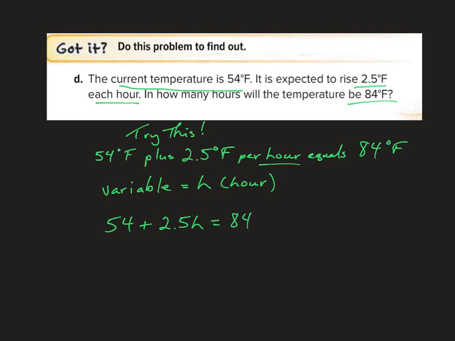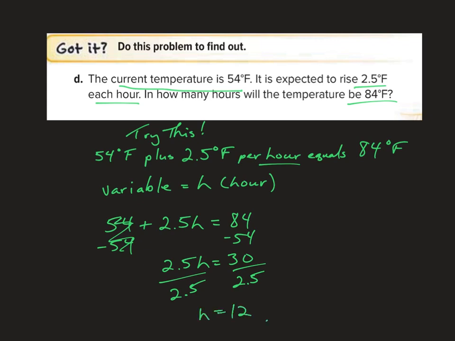Now I just go through the regular solution process. I need to subtract 54 from both sides. I'm left with 2.5H is equal to 30, 84 minus 54. And then I divide by 2.5 on both sides. And 30 divided by 2.5 is 12. So the answer is 12 hours.